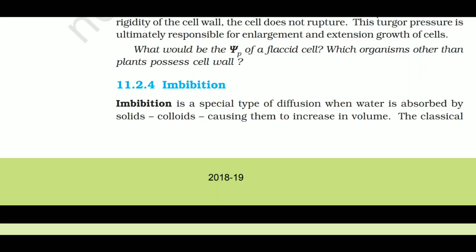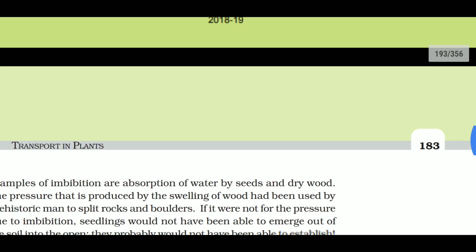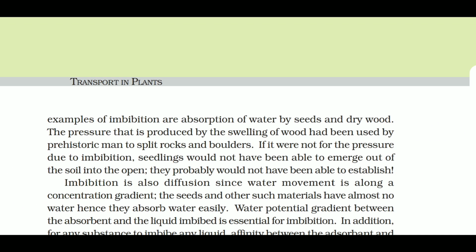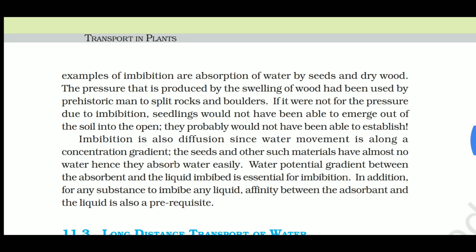So, what is imbibition? Imbibition is a special type of diffusion when water is absorbed by solids, colloids, causing them to increase in volume. We call it imbibition. The classical examples of imbibition are the absorption of water by seeds and dry wood.